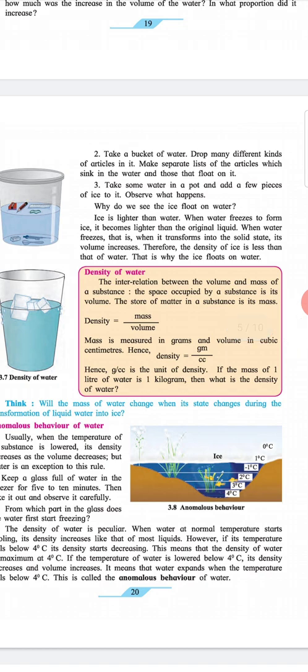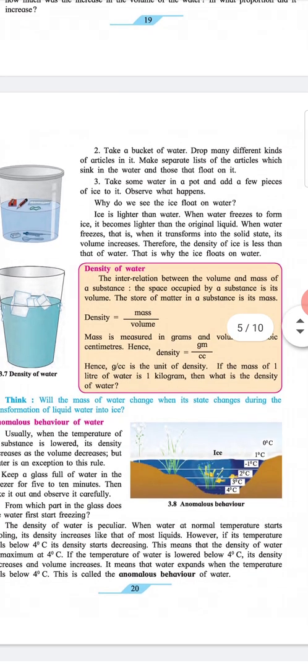2. Take a bucket of water, drop many different kinds of articles in it. Make separate lists of articles which sink in the water and those that float on it. 3. Take some water in a pot and add a few pieces of ice to it. Observe what happens. Why do we see the ice floats on water?